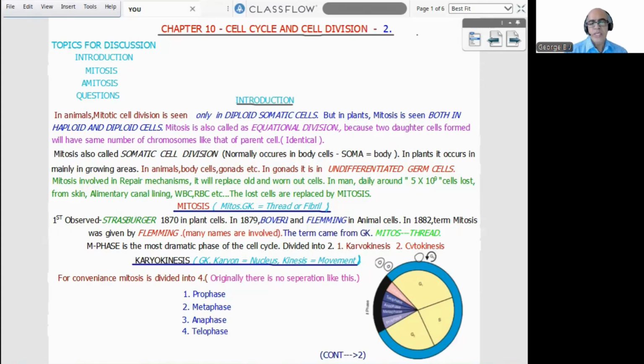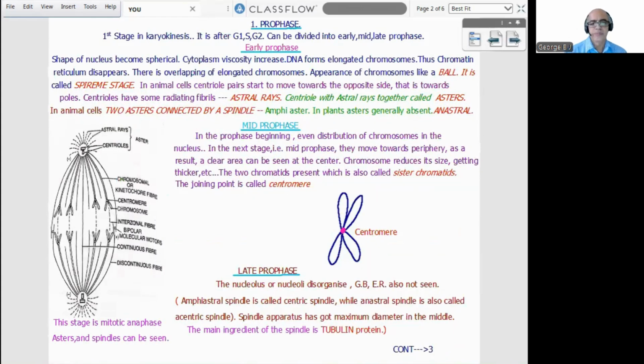So for convenience, mitosis is divided into 4. Originally, there is no separation like this; for convenience only, we made it. 1 prophase, 2 metaphase, 3 anaphase, and 4 telophase. And this diagram is familiar to you. It's a typical famous NCERT theory entrance question showing all events in a cell cycle. Hoping that the first page is clear to all of you, we can proceed to the second page.